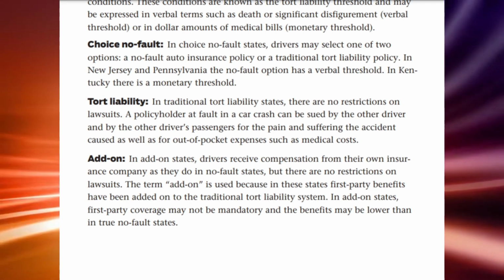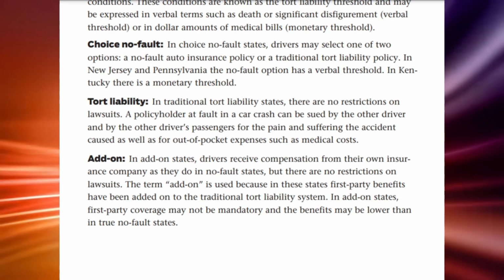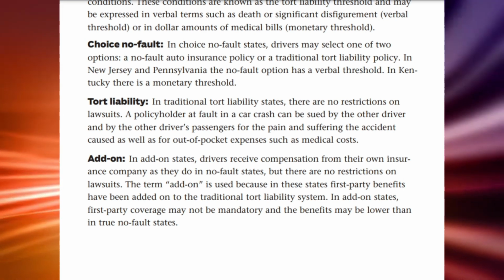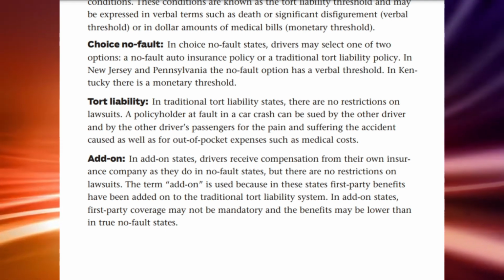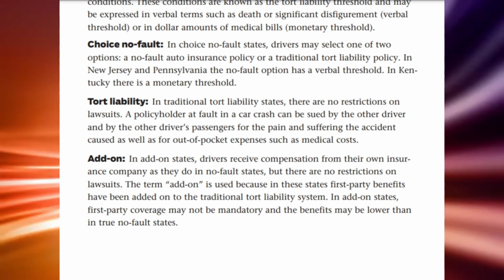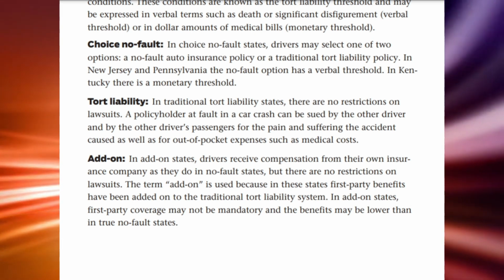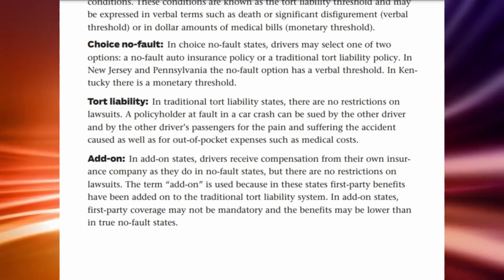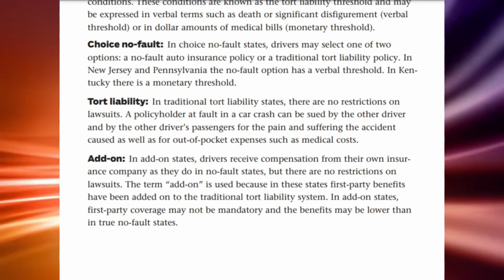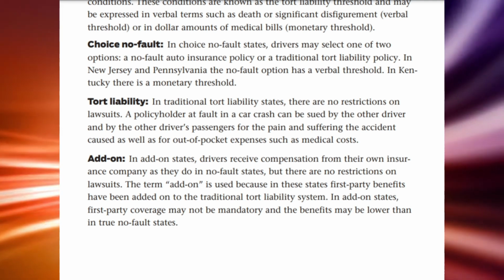In add-on states, drivers receive compensation from their own insurance company as they do in no-fault states, but there are no restrictions on lawsuits. The term add-on is used because in these states first-party benefits have been added on to the traditional tort liability system. In add-on states, first-party coverage may not be mandatory and the benefits may be lower than in true no-fault states.